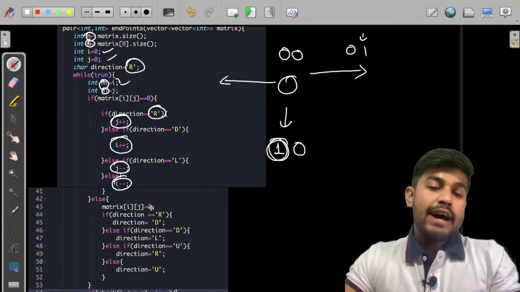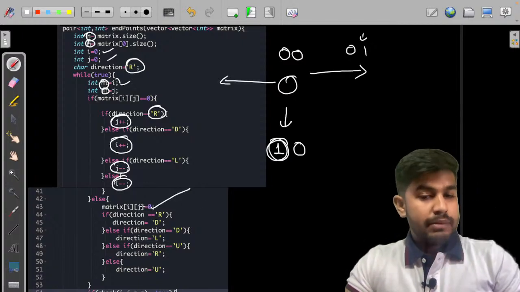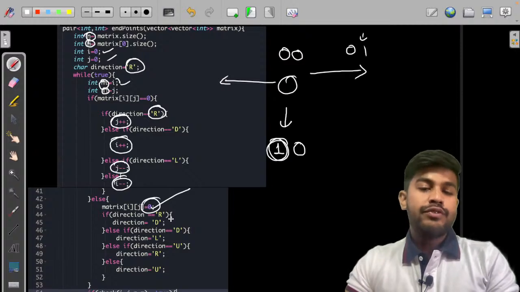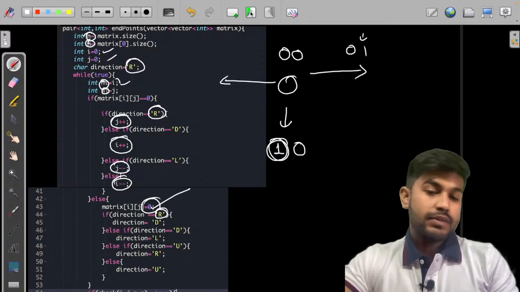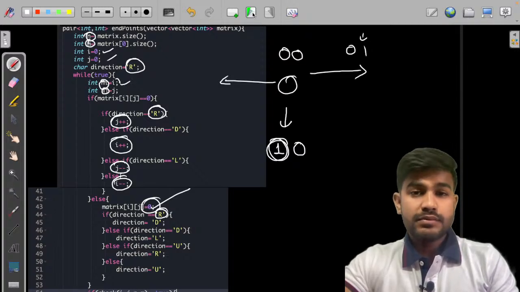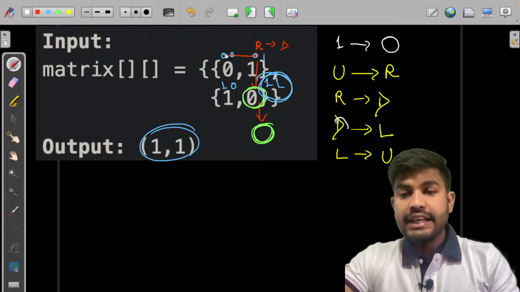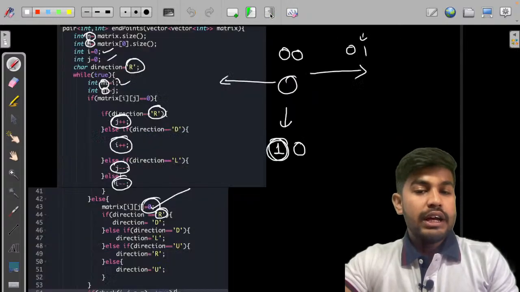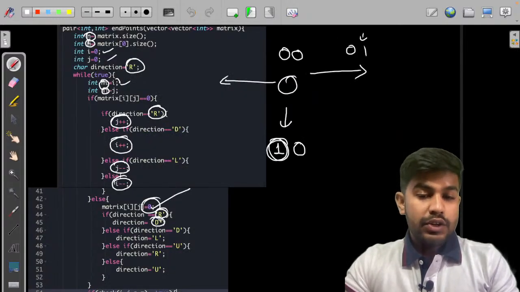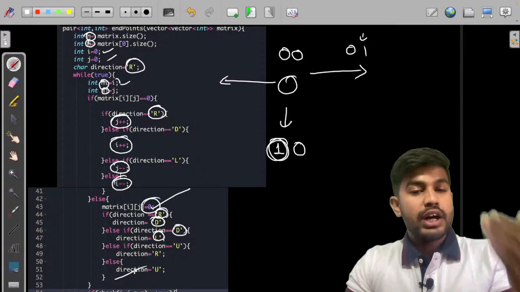Now if the value is equal to 1, first we need to make it 0. We are making it 0. Then moving forward, if the direction is r, we first make it d, so the direction would be d. So if the direction is r, then we need to convert it to d. This is what we are doing. Direction is being converted to d. Then if it is d, the direction would be equal to l. Then we would again come to this.